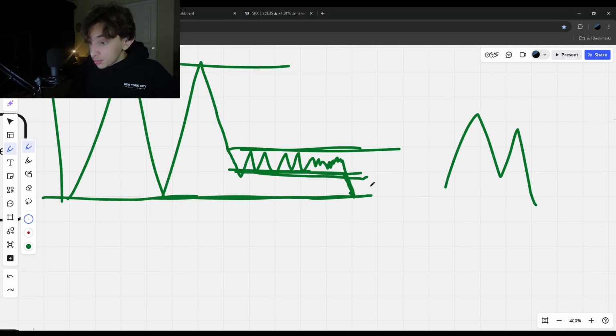We might sweep the zone. We might just directly bounce off of it. But either way, we will start going up, and that is the second part, manipulation. So pretty much the market is manipulating you to think that it's going to keep going down towards here, but no, it's really not. All right, don't fall for that.